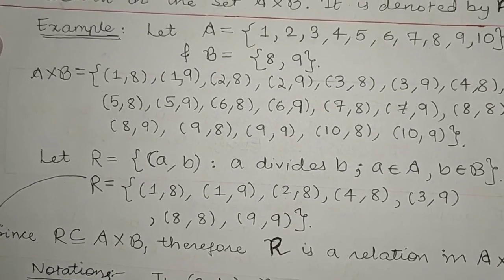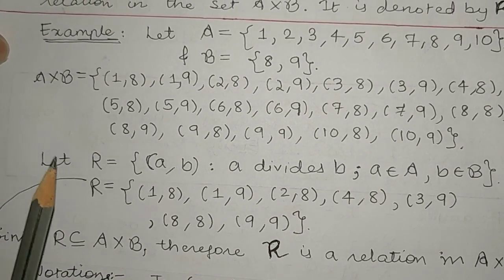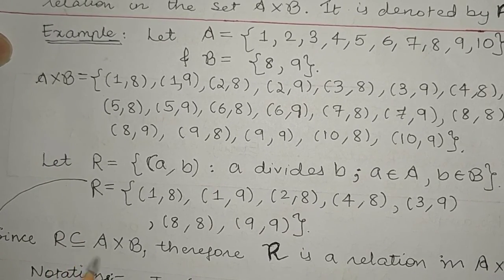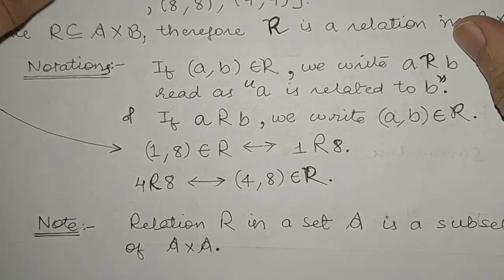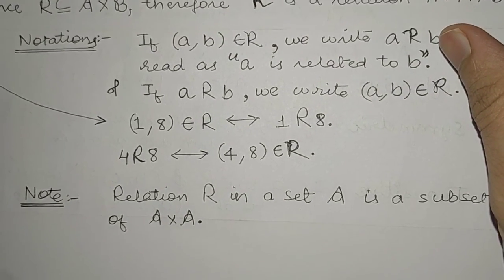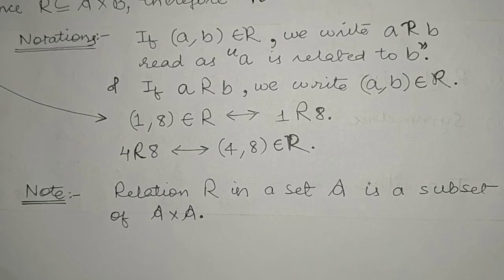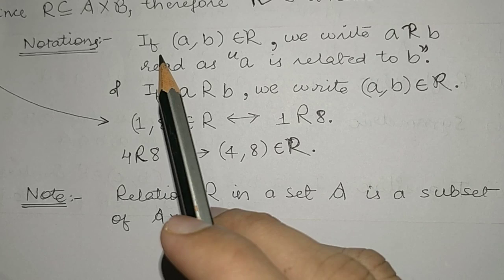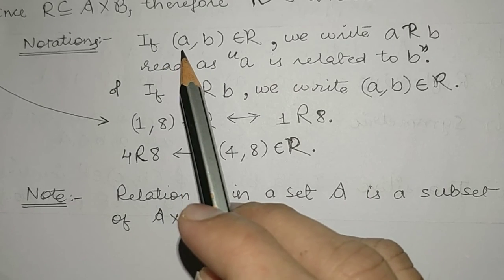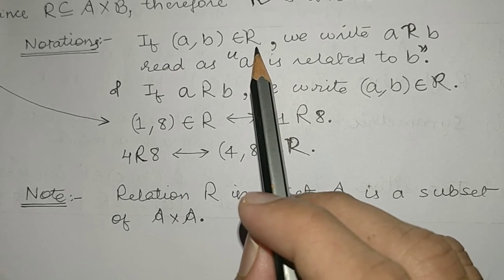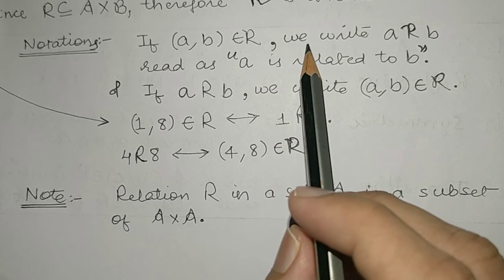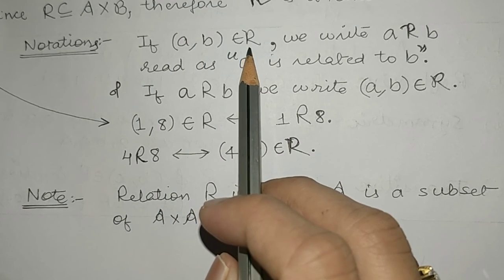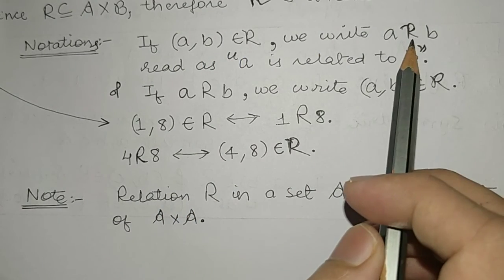So this was an example where you had the set A cross B and we have looked at the relation R, which is a subset of A cross B. Now that we have looked at the example, let us look at the notations. So notations you have to be thorough with. Notations are important. If the element A comma B belongs to the set R, which is nothing but the relation, we write A R B. So if A comma B belongs to the set R, we write A capital R B.